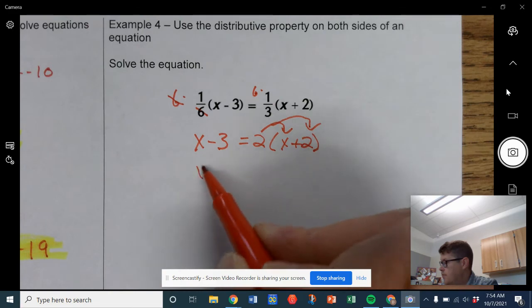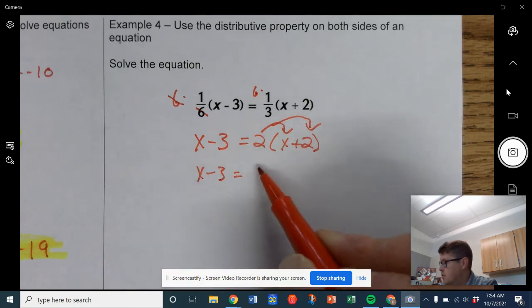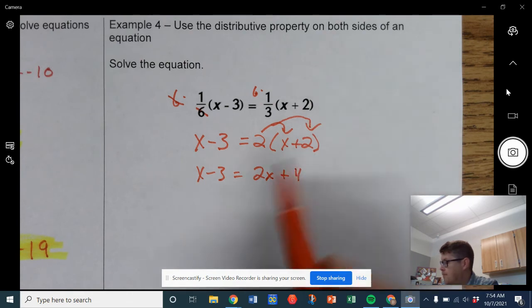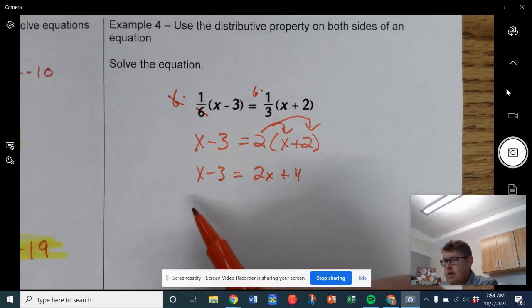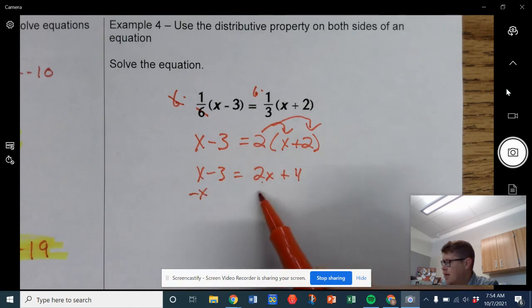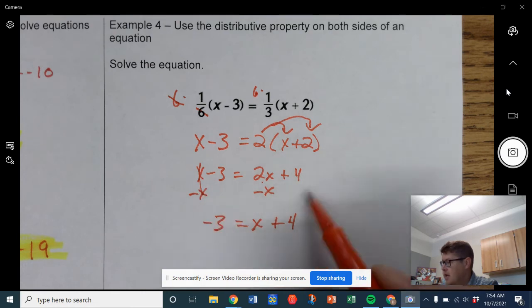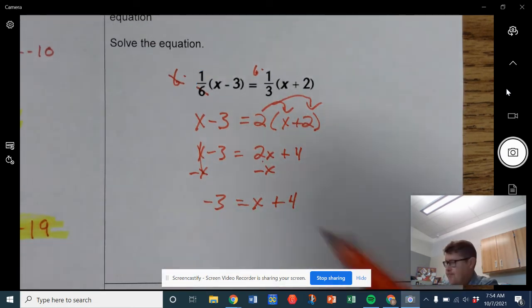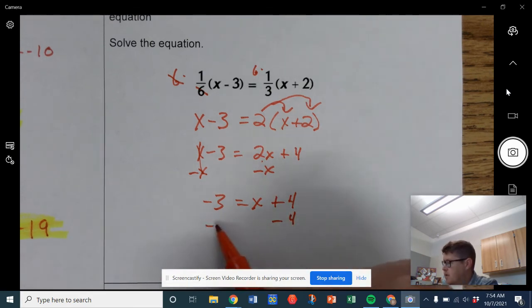Well, that looks much easier than those fractions. Now I distribute. I end up with x minus 3 equals 2x plus 4. 2 times x is 2x, and then 2 times 2 is 4. And I'm going to take this x to the 2x again. The reason I'm doing that, guys, is because it gets rid of the negative on the variable. And that's kind of just situational. Like you could very easily take that 2x to the other side and get a negative x, add that 3, but then you have to divide by that -1. So again, multiple ways you can solve these equations.